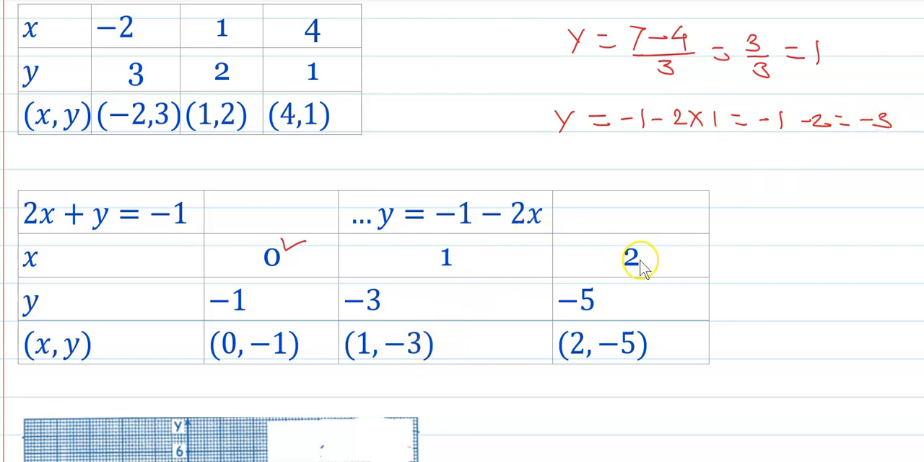Next, x is equal to 2. 2 into 2, 4. That is 4 minus 4, minus 1, minus 5. Therefore, the point is (2, -5). Okay. And therefore, now we'll plot.